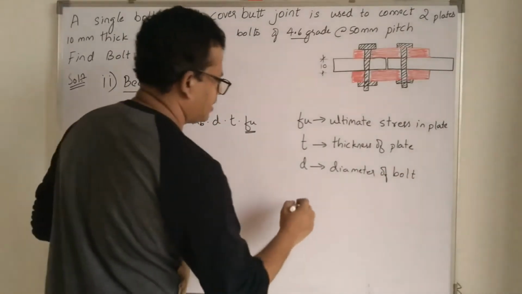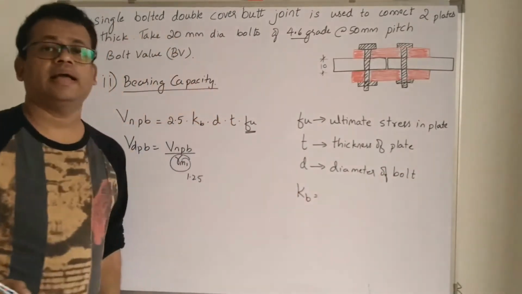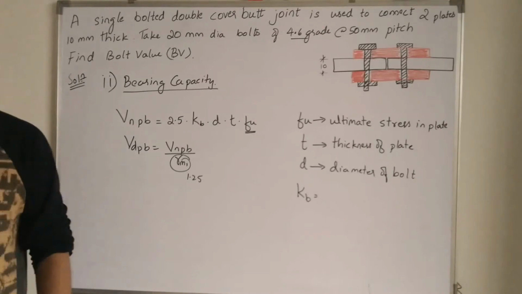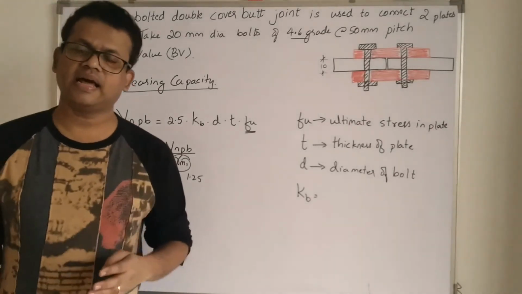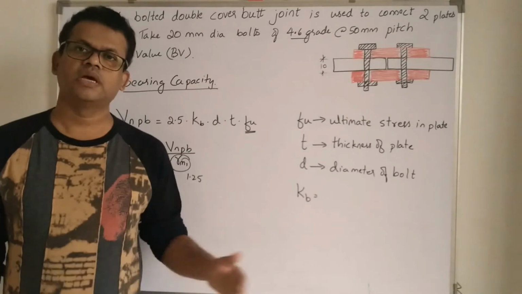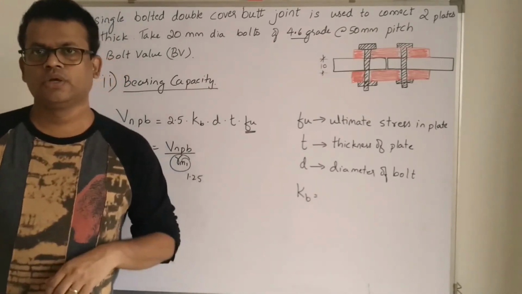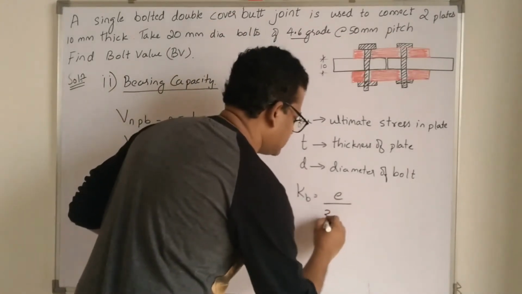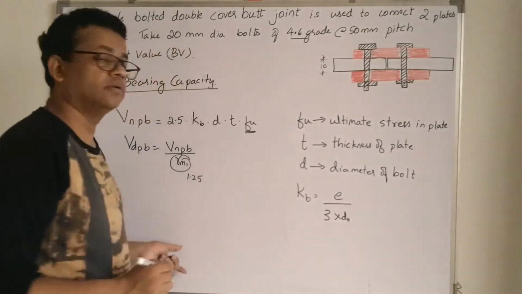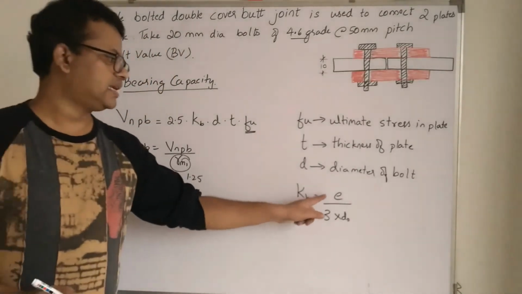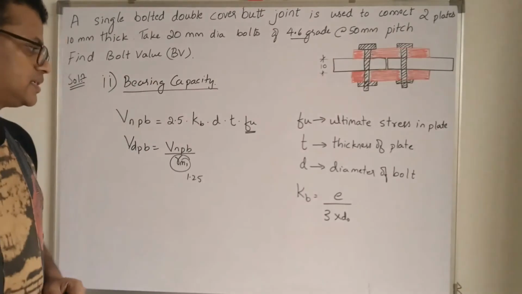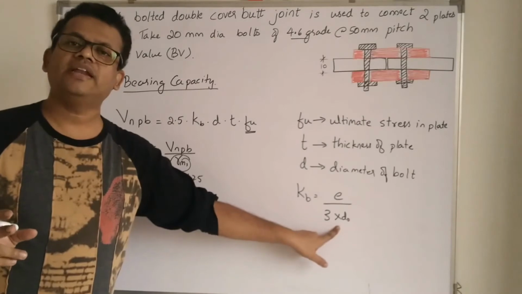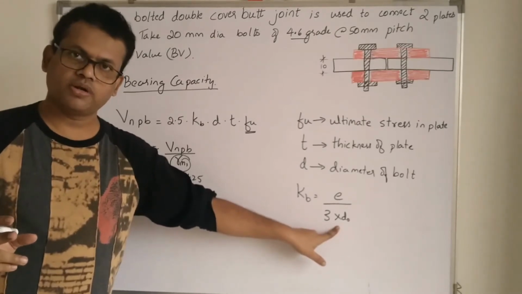Okay, now KB is a term. Actually we need to calculate KB, and this KB can be calculated in 4 ways, and the least of all those 4 values we have to consider as KB value. So let's see, the first one is E divided by 3 into D naught. Now these terms may look new to you. What is E? E is nothing but the edge distance or end distance, not edge distance, end distance divided by 3 into D naught, which means diameter of bolt hole.